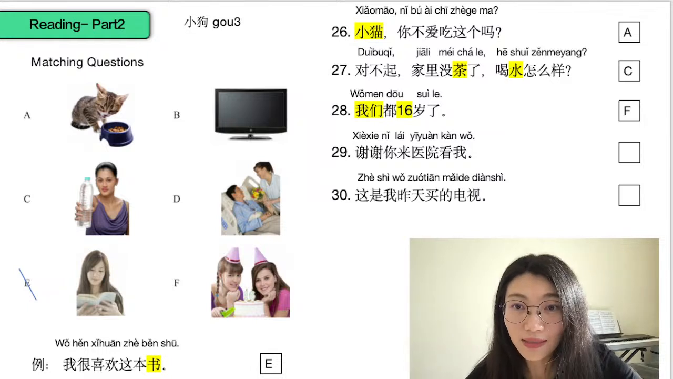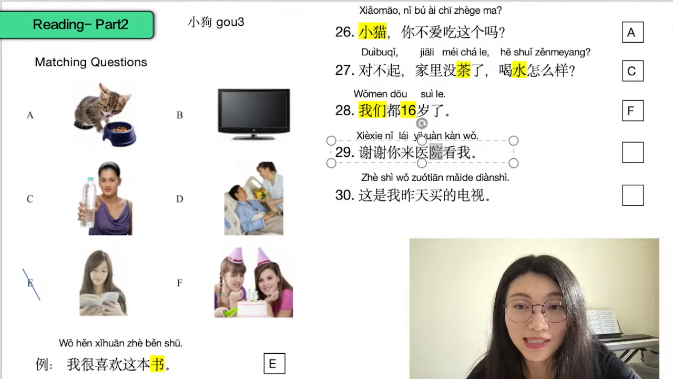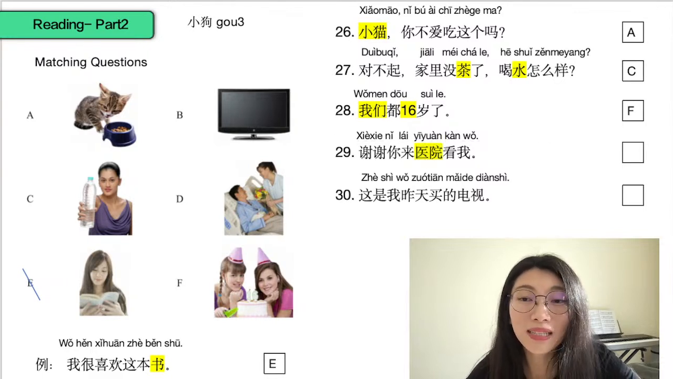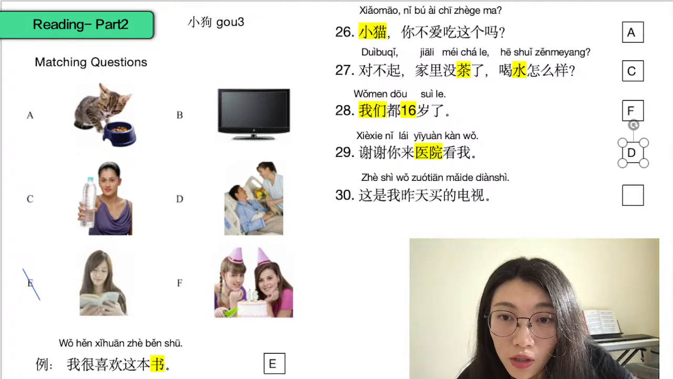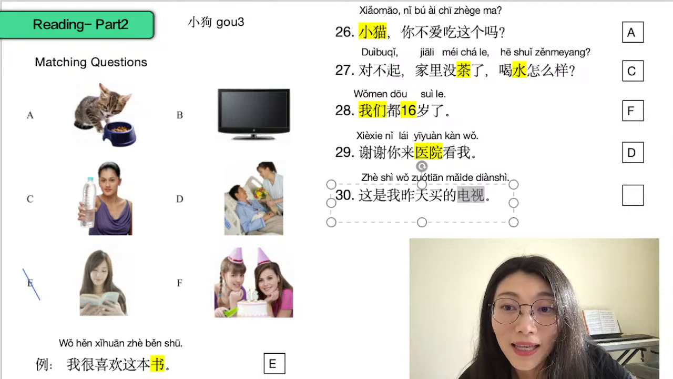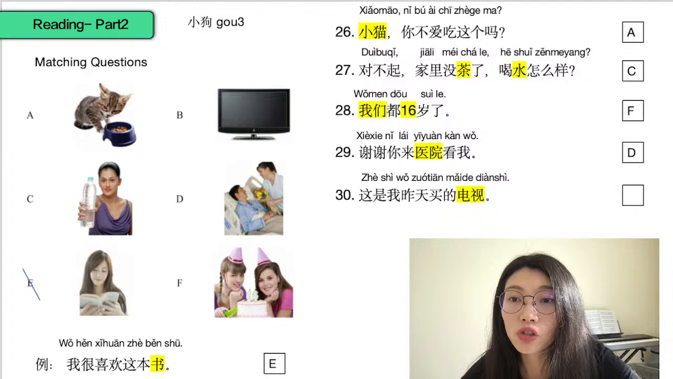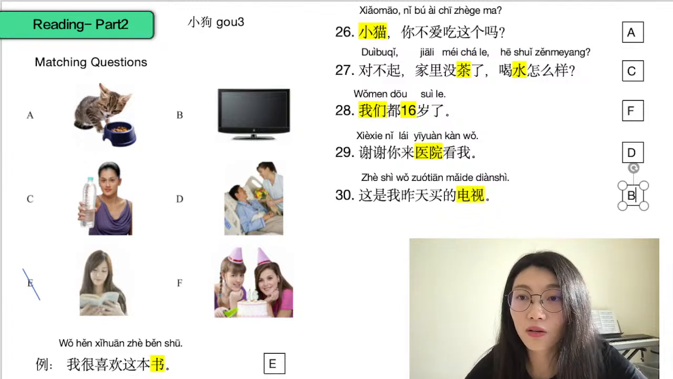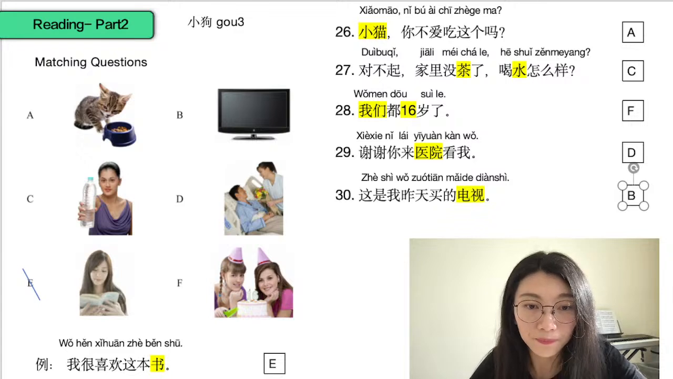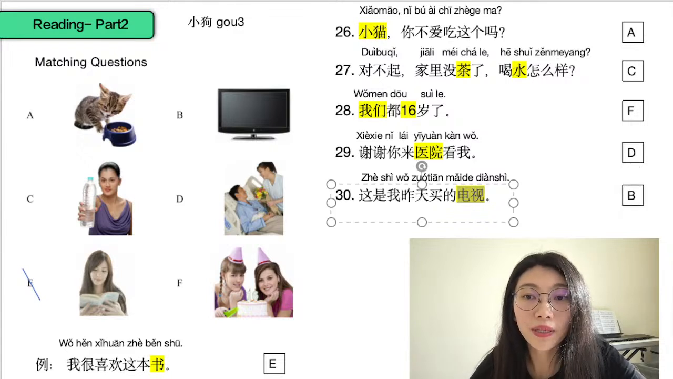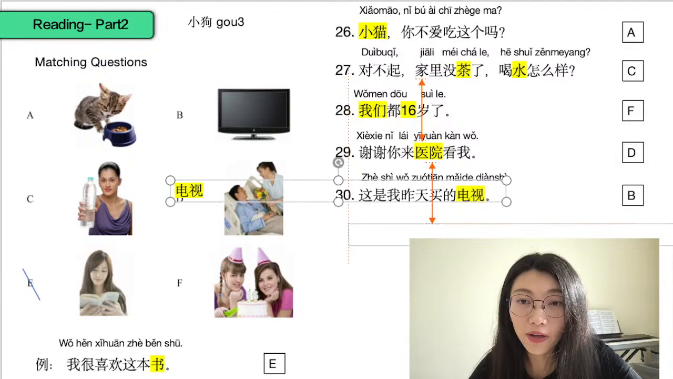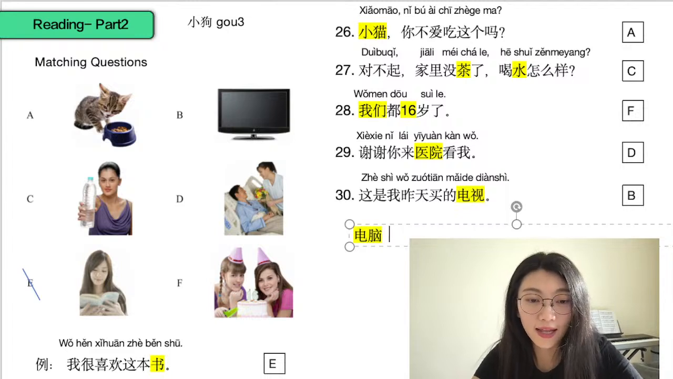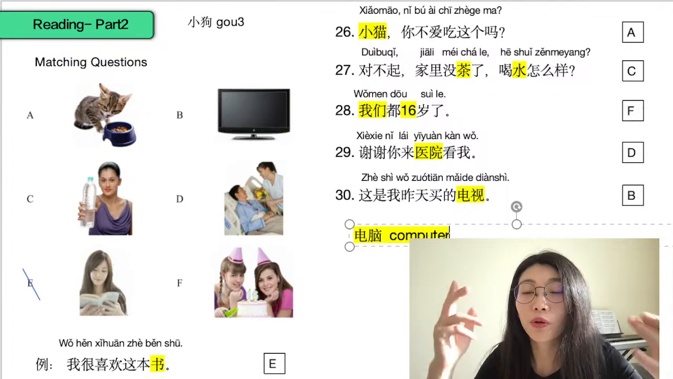F. Correct. 29. 谢谢你来医院看我. See here, we do the word again. We meet the word again. 医院 hospital. So D. 30. 这是我昨天买的电视. Here, 电视 is B. 好. Very good. Well done. Correct. Here, 电视 means TV. Or what we learned just now is 电脑, computer. Remember them together.